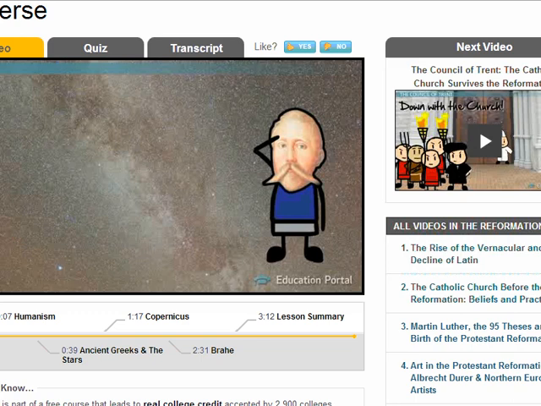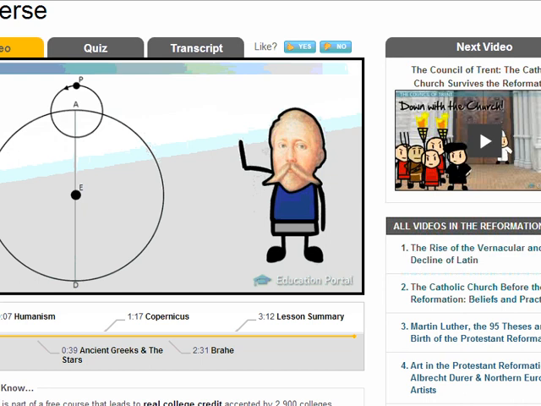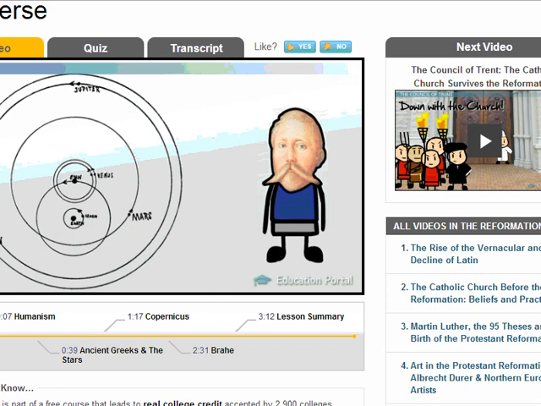He basically enlarged and improved instruments that were already being used to help increase his accuracy. Brahe wanted to find a way to merge Ptolemy's theories with those of Copernicus. He proposed that the sun and the moon revolve around the earth, allowing the earth to remain the center of the universe. However, he also said that the other planets revolved around the sun.